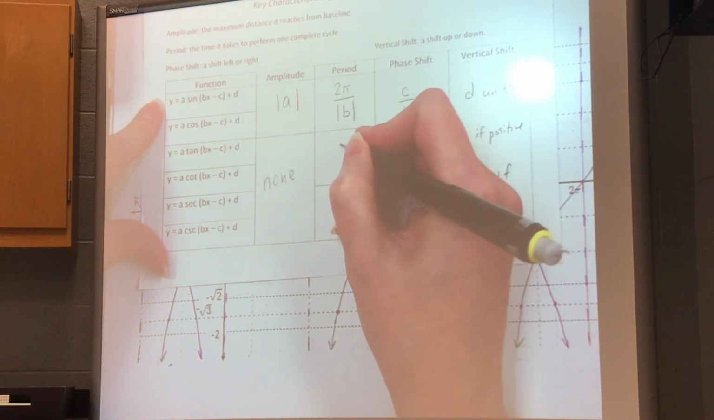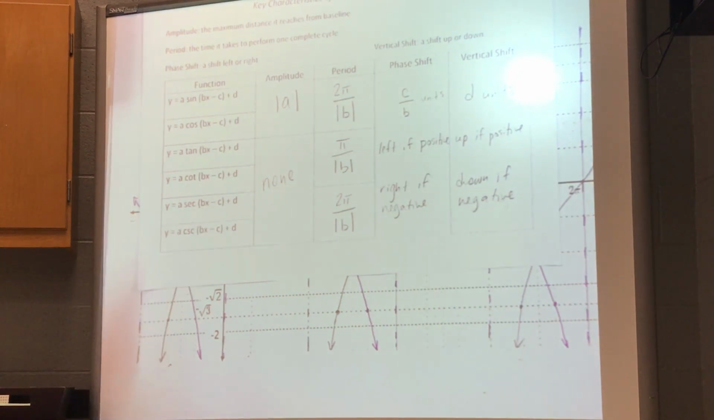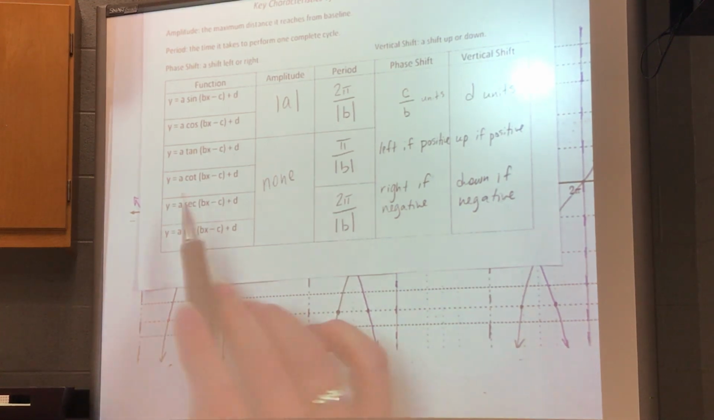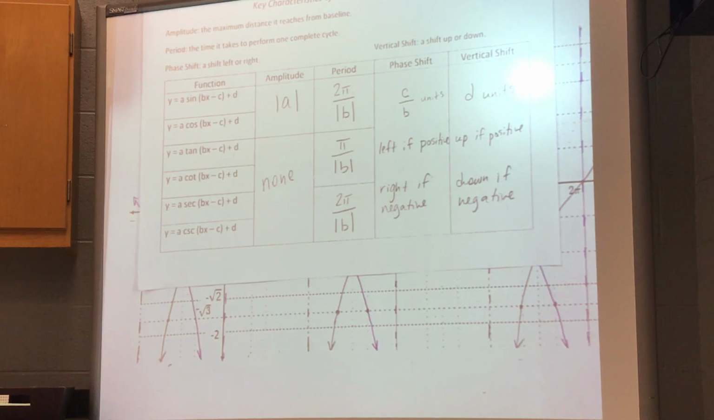Pi divided by the absolute value of b. So if x has a coefficient, then it is going to affect the period. It's going to make it longer or it's going to make it shorter. But for tangent and cotangent, you do pi divided by that coefficient, not 2 pi, because tangent and cotangent have shorter periods.